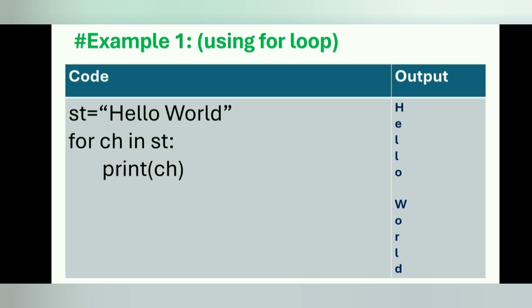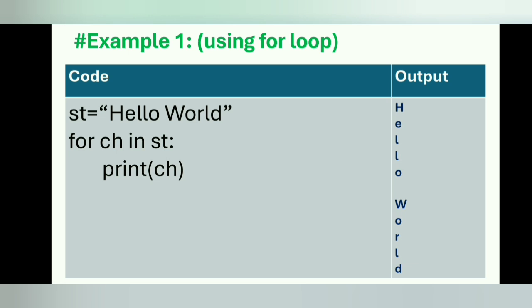Example 1. Using for loop. In this example, we assign the string hello world to the variable st. We used a for loop to iterate over each character in the string. In each iteration, the loop variable ch holds the current character. The print statement prints every character of the string.